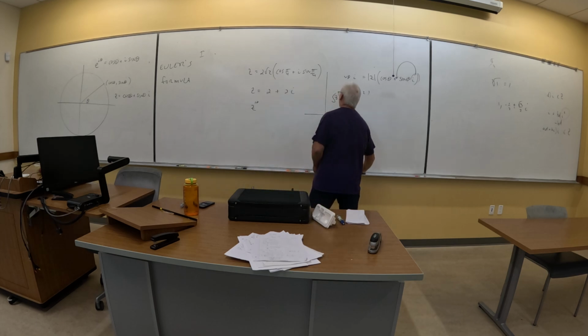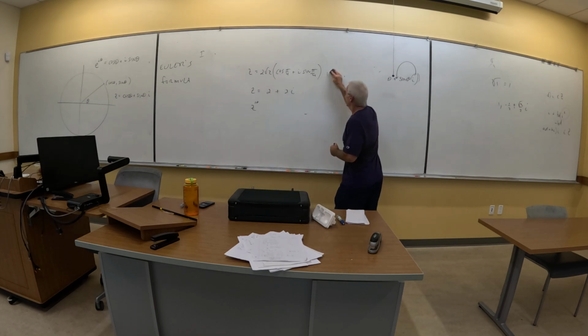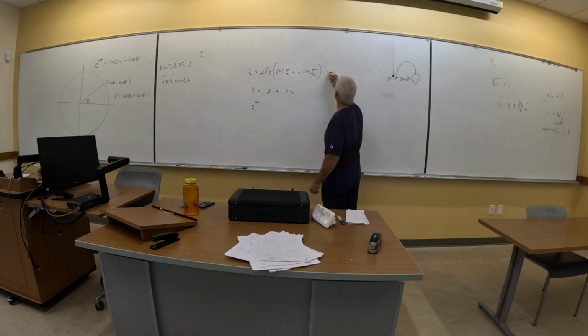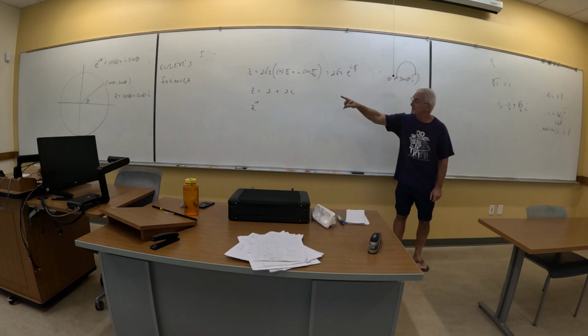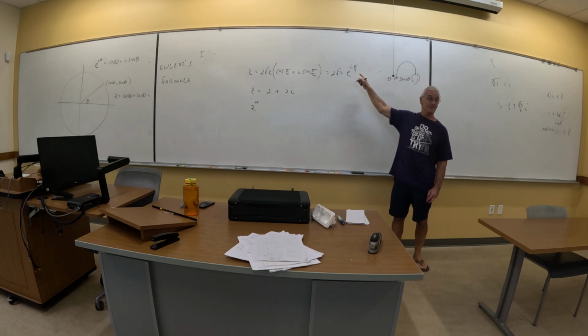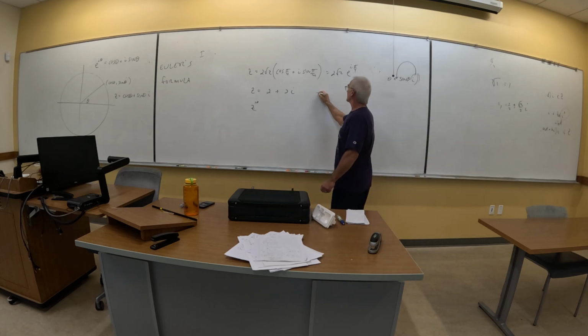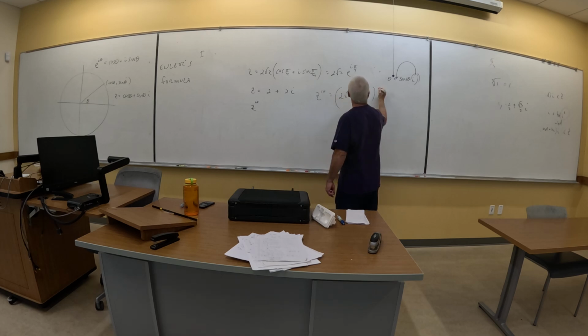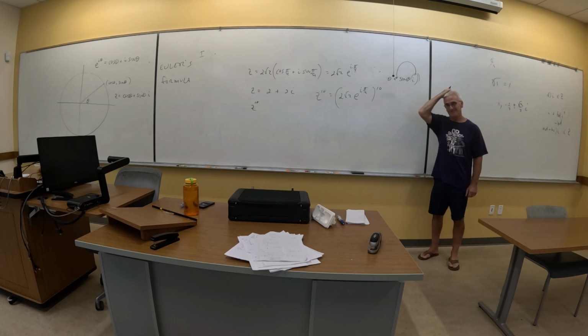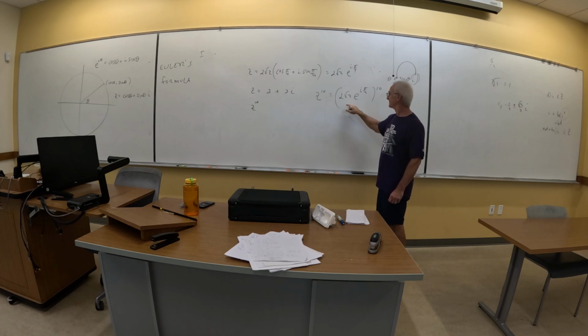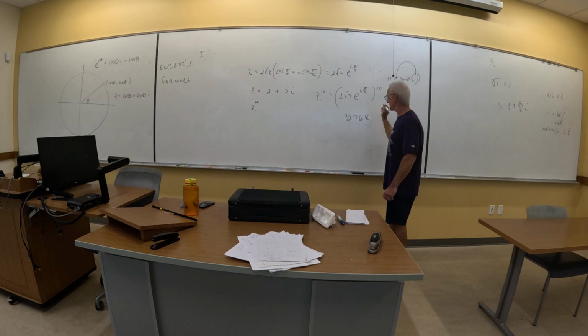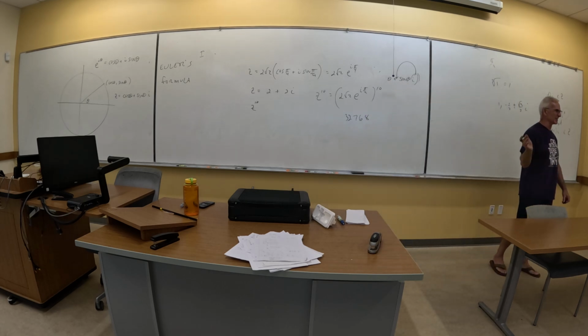Well, how does this help me? Because now let's write it in Euler's form. Won't this be 2 root 2 e to the i pi over 4? What do you think? e to the i theta. So z to the 10th power is 2 root 2 e to the i pi over 4, to the 10th power. Well, what's 2 root 2 to the 10th power? I think that would be 32,768. I used to teach programming. That's 2 to the 15th. That's actually a common number.